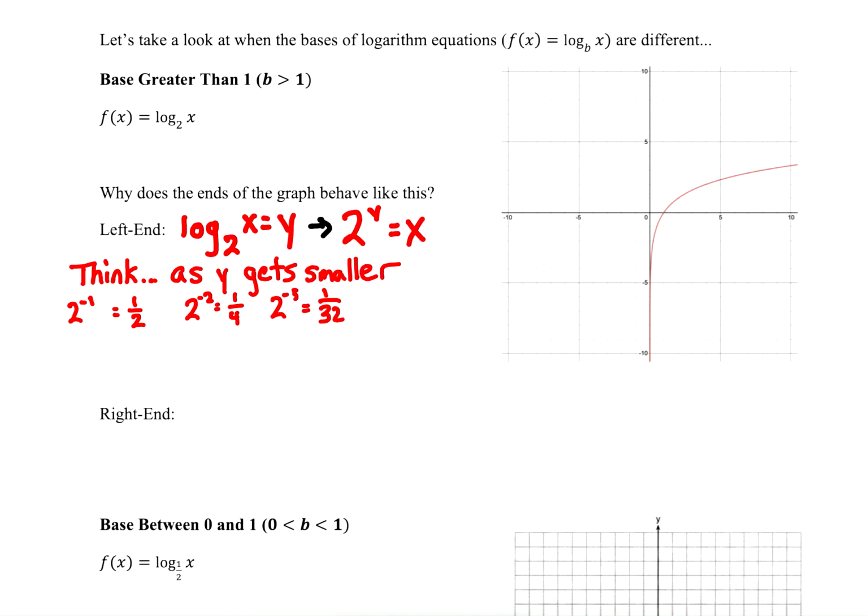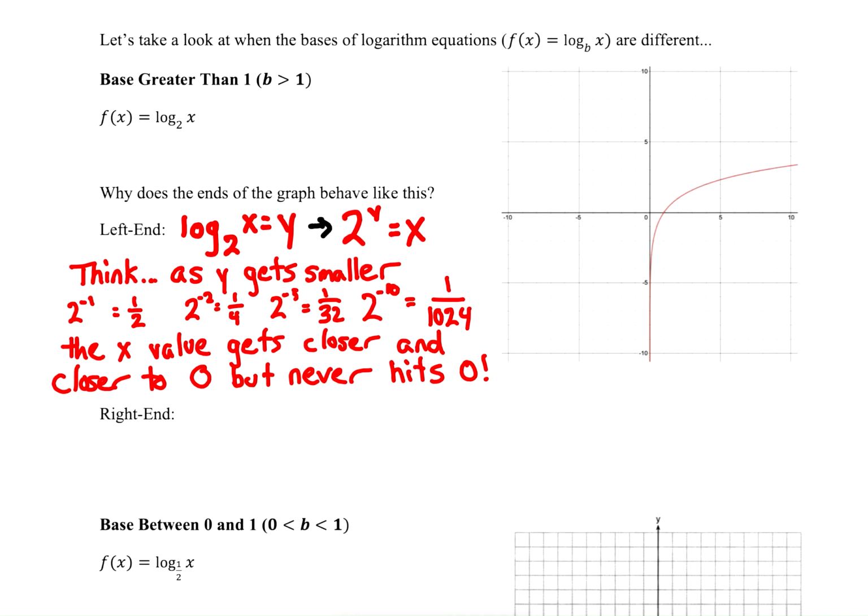How about when y is -5? When you plug in 2 to the negative fifth power, you get 1 over 32, which is smaller than 0.25. And let's do -10 for y. 2 to the negative 10 is 1 over 1024. As you see, the x value is getting closer and closer to 0. It goes from 1 over 2 to 1 over 4 to 1 over 32 to 1 over 1024. But it's never actually getting to 0, because you can't make the numerator 0. It's just making the denominator larger and larger, which is getting us closer and closer to 0, but never actually hitting 0. So that's why the left end is behaving like that.